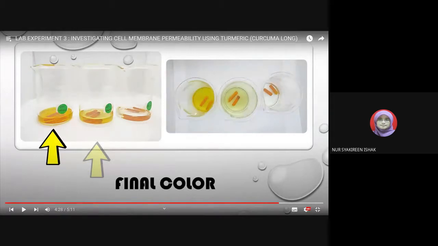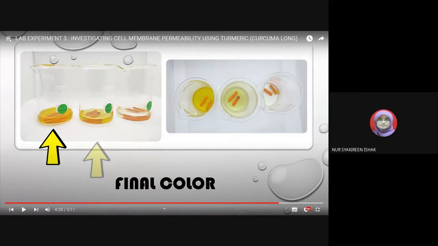Why? Because the solvent, in this case the ethanol, will break or damage the plasma membrane of the cell and also the membrane of the organelle that stores the pigment. So when the ethanol breaks and damages the membrane, the pigment will be released. As you can observe, for the beaker containing 25% ethanol and 100% ethanol, the 100% will release more pigment because more membrane will be damaged, because the ethanol is much more concentrated.